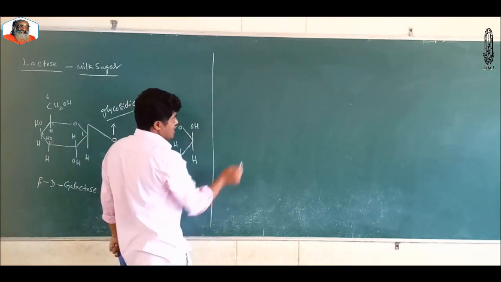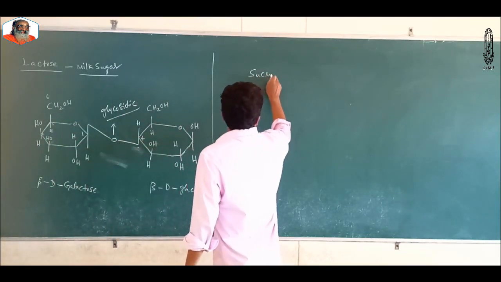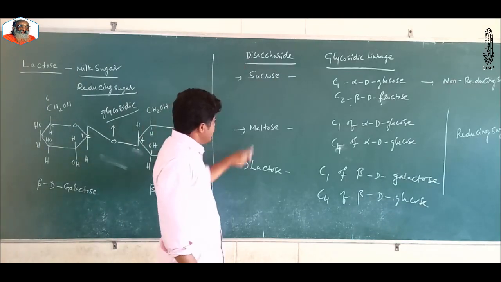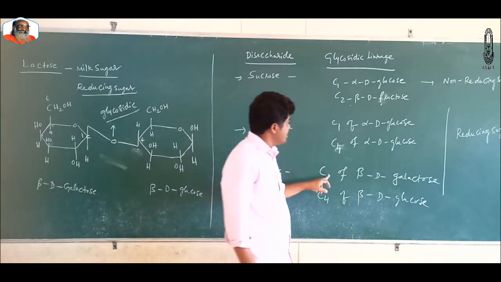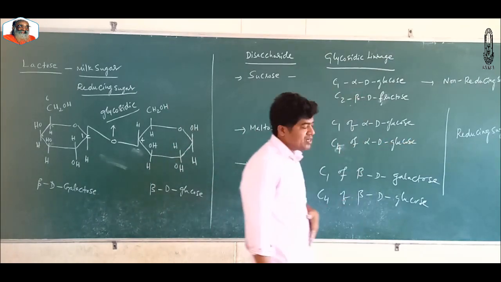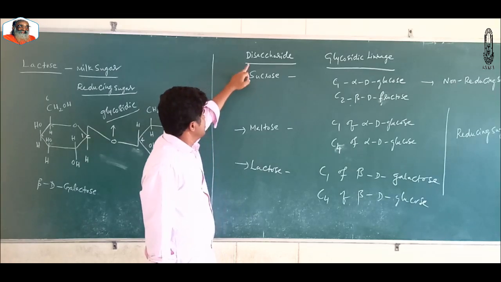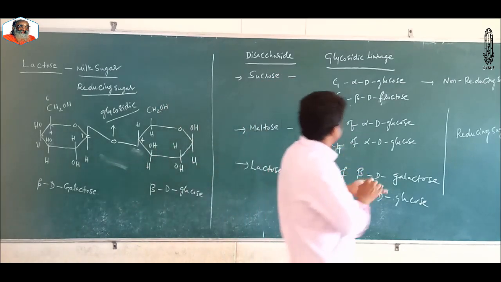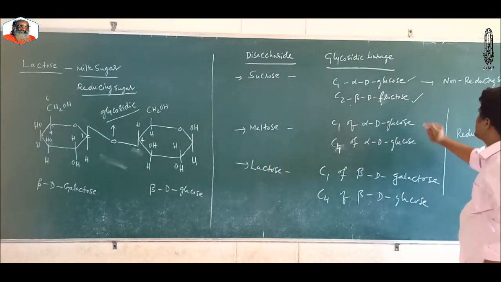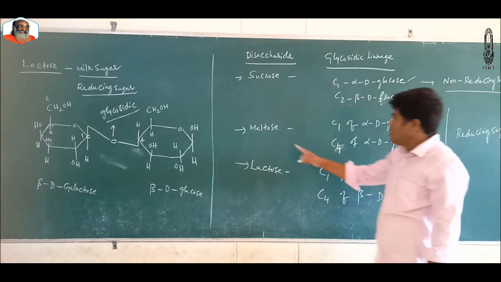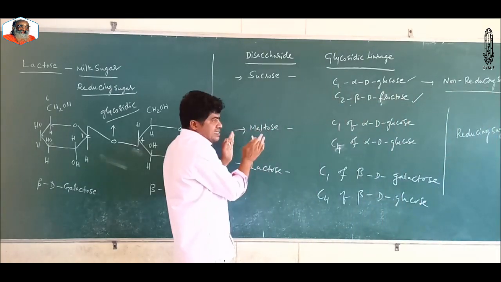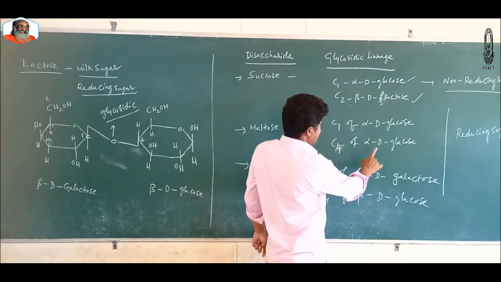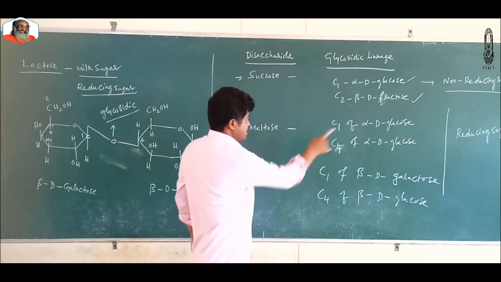So, now I will be discussing sucrose. Now we will be discussing the corresponding disaccharides, where the glycosidic linkage is formed, and whether it is a reducing or non-reducing sugar. Take first the disaccharide sucrose. Where is the glycosidic linkage formed? C1 of alpha D glucose, C2 of beta D fructose. It is a non-reducing sugar. In maltose, where is the glycosidic linkage? C1 of alpha D glucose, C4 of alpha D glucose. It is a reducing sugar.